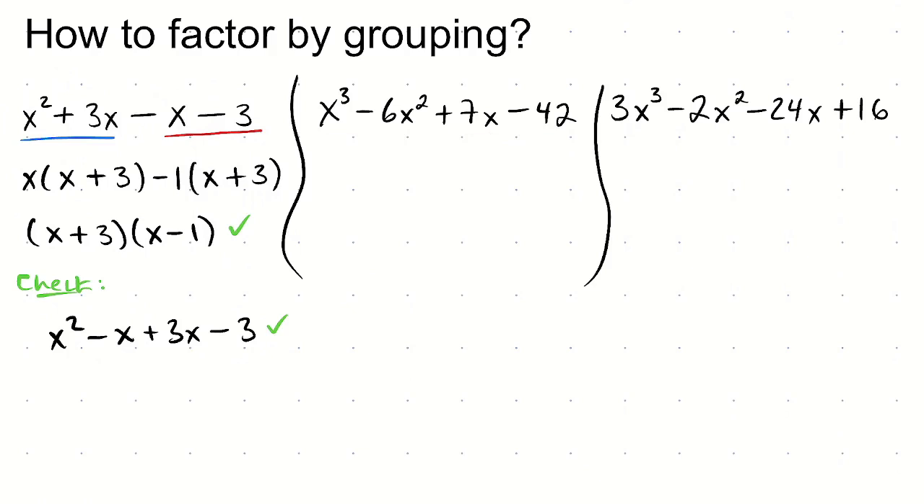Sometimes you'll have to move this number here and then move this number here so that they have a factor in common. So you just got to watch out for that. But I've organized them here where the first two terms have a factor in common and the second two terms have a factor in common.